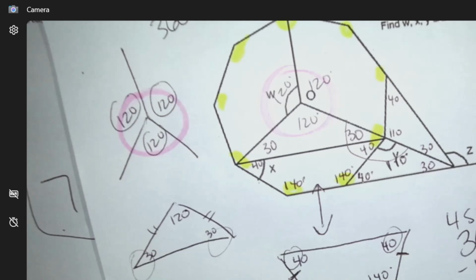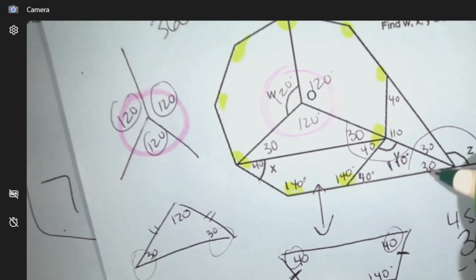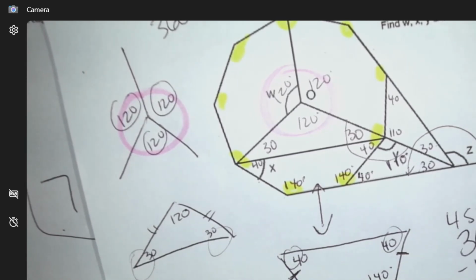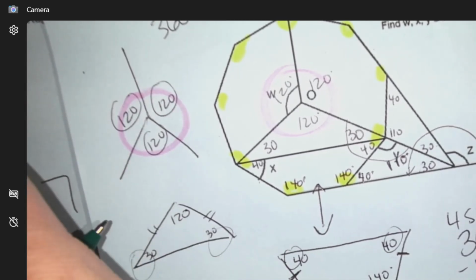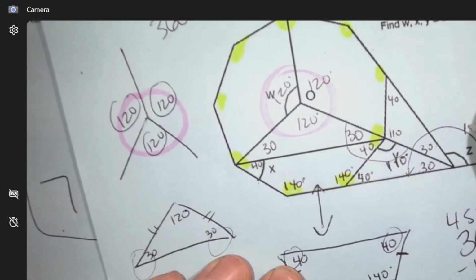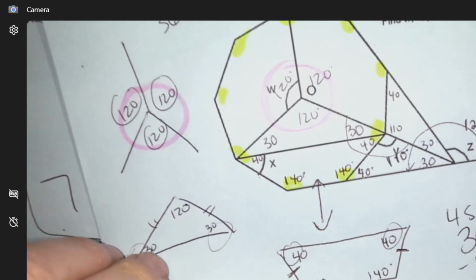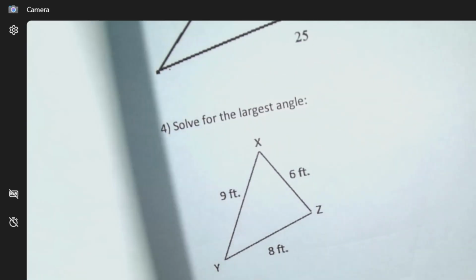So what's left for the Z? That's our last one. What are you going to do? These 3 items will add to 180, right? Okay, so that was a lot of following patterns, understanding your properties.